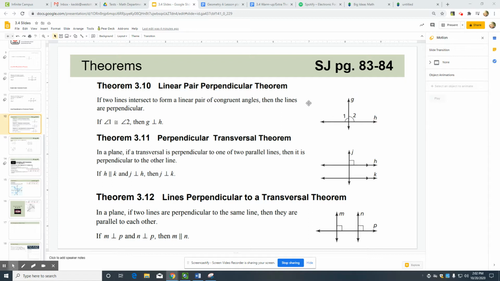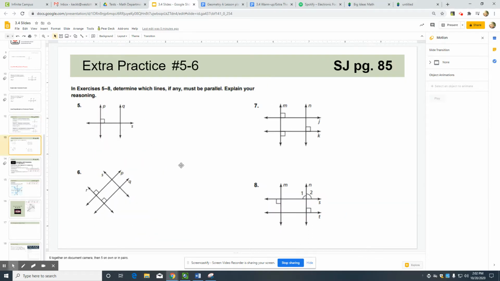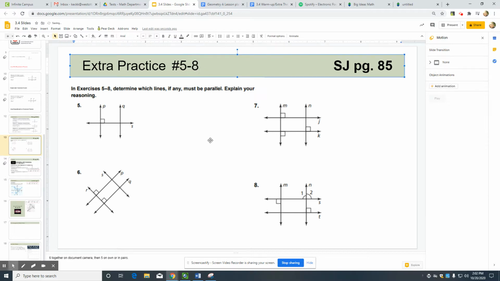We have the linear pair perpendicular theorem that we might need to use. We have the perpendicular transversal theorem and the lines perpendicular to a transversal theorem. And so we can use these to determine if lines are parallel or perpendicular to each other. And we're going to practice this on page 85 in your journal. For extra practice, we're going to do 5 through 8 in this video.